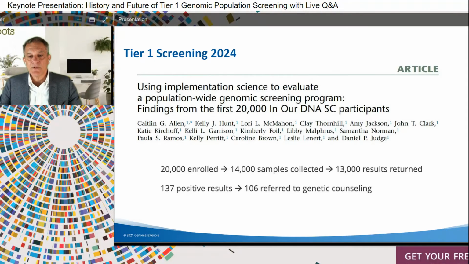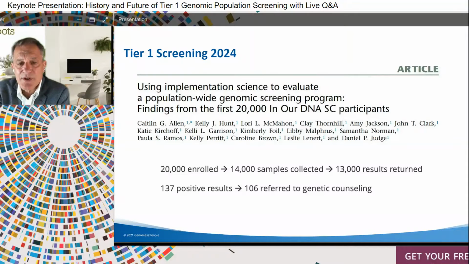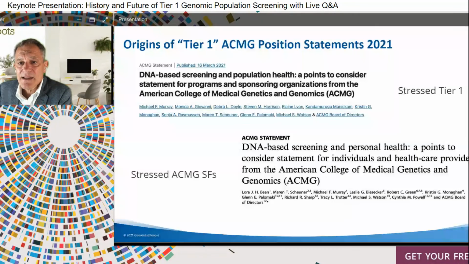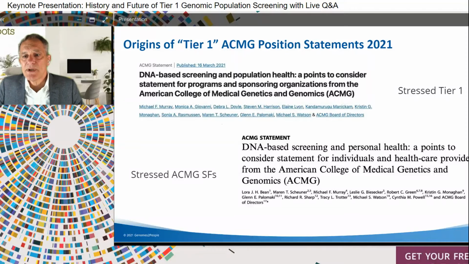A further paper a few years later looked at very, very similar types of results in South Carolina. Finally, the American College of Medical Genetics in 2021 issued 2 position statements. Now, these were not recommendations. They were what's called points to consider, meaning we're not sure enough to make a recommendation, but we think you ought to think about these things.